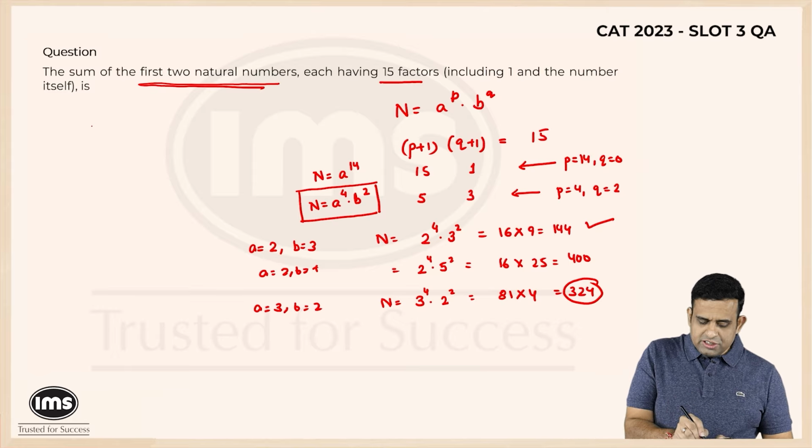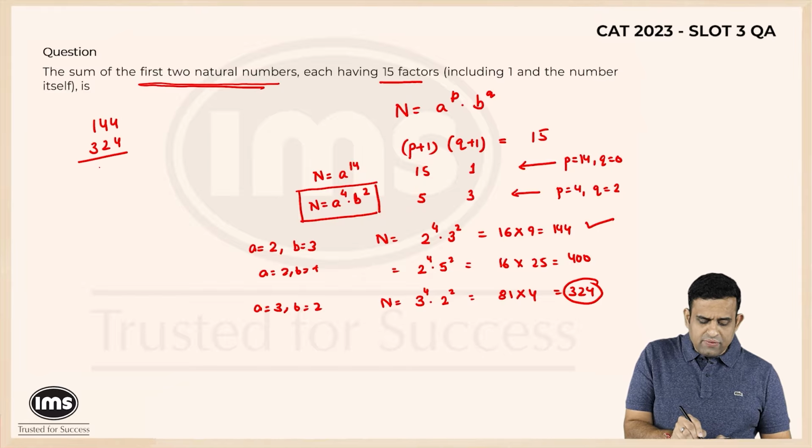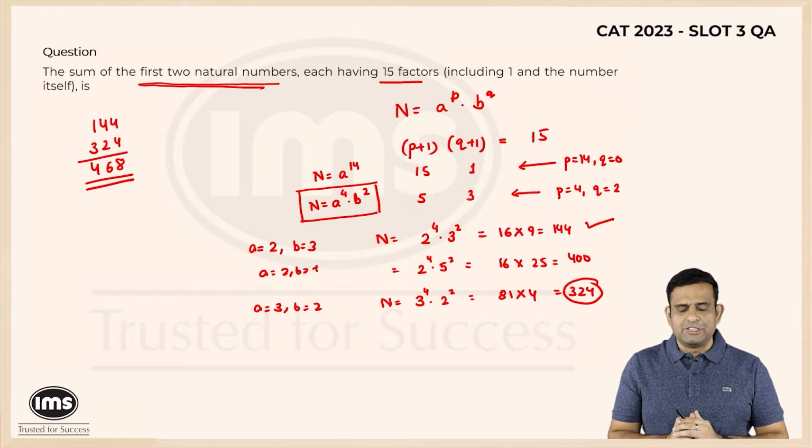So the sum of the two numbers in this particular case is 144 and the number 324, giving you 468, and that is the answer for this particular question.